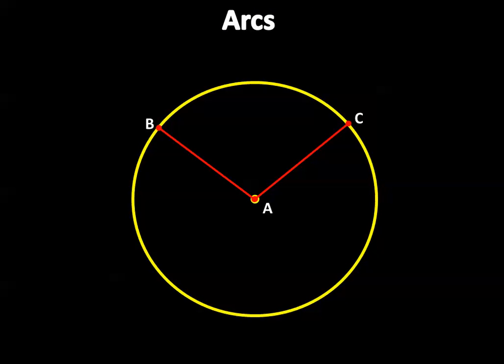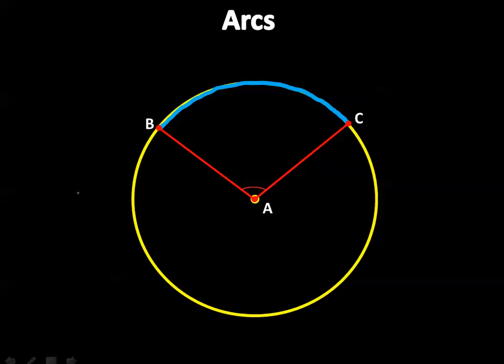And here we're going to talk about the degree measure of an arc and that it's the same as the degree measure of its corresponding central angle. The blue line is representing your arc and the little red line down there is representing the measure of the angle. So the measure of arc BC equals the measure of angle BAC.